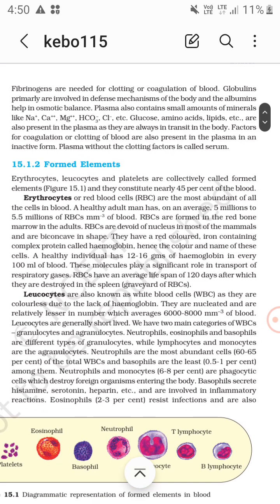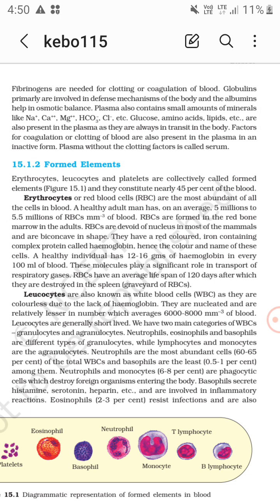RBCs are formed in the red bone marrow in adults. RBCs are devoid of nucleus in most of the mammals and are biconcave in shape. They have a red colored iron containing complex protein called hemoglobin, hence the color and the name of these cells.